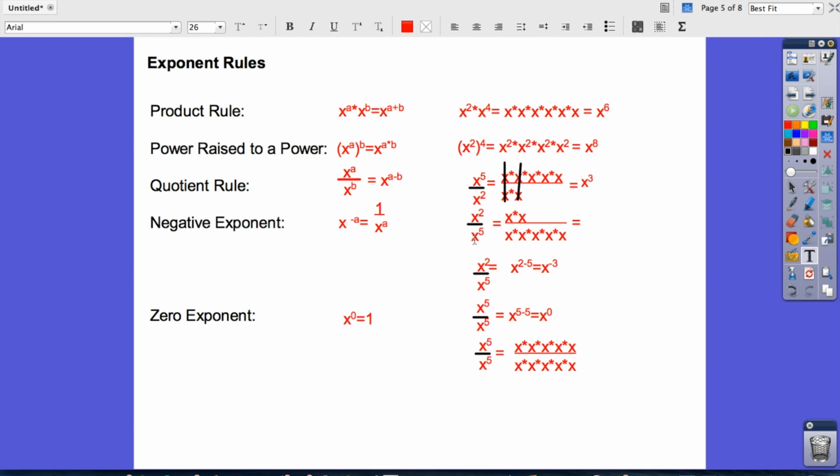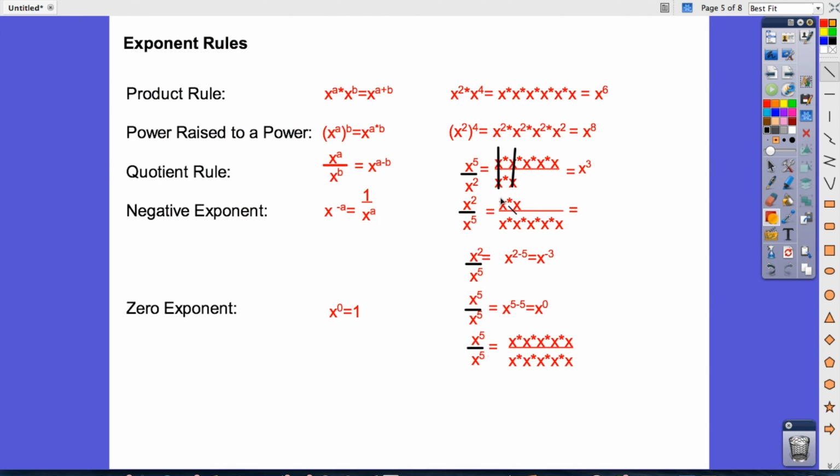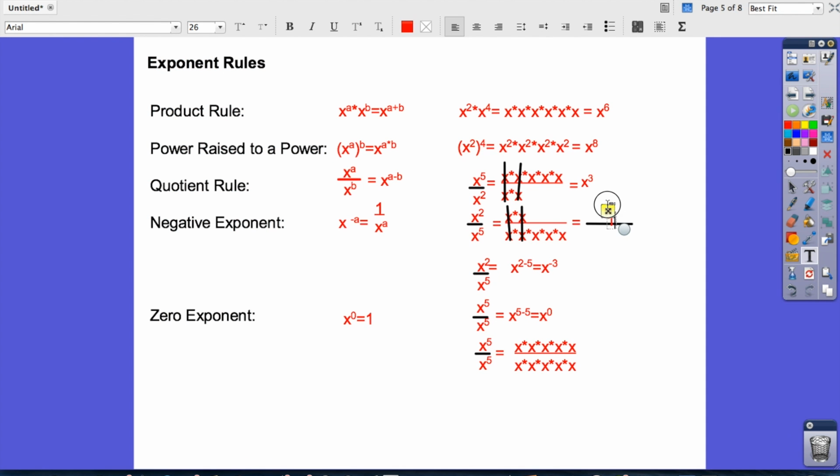So notice, we use the negative exponent to flip it, and then after you use it, the whole thing becomes positive. So let's look at 2 numeric examples. X squared divided by x to the 5th. Again, we broke it down by x's, and we are going to simplify. So x divided by x is 1, and x divided by x is 1. We are left with 1 divided by x to the third power.